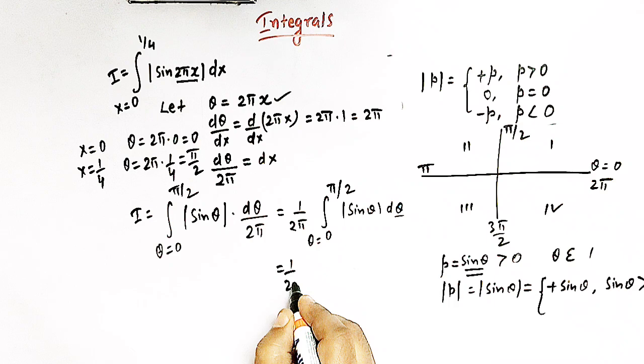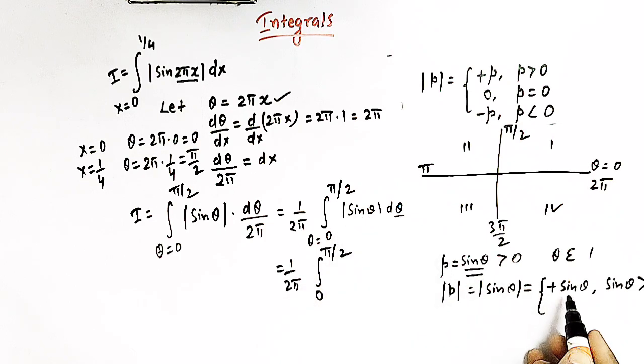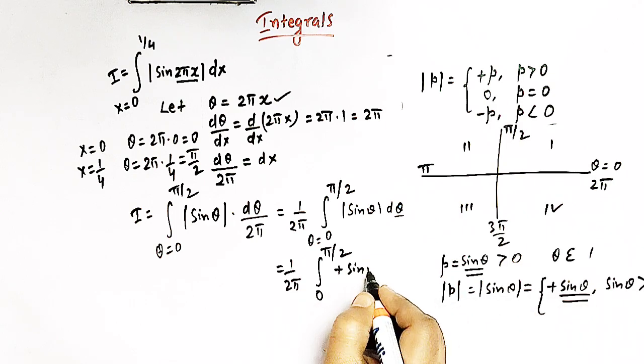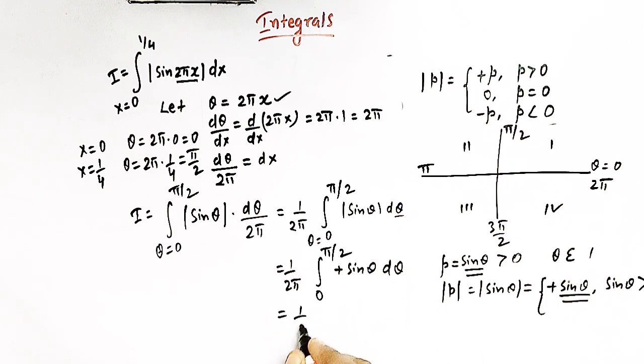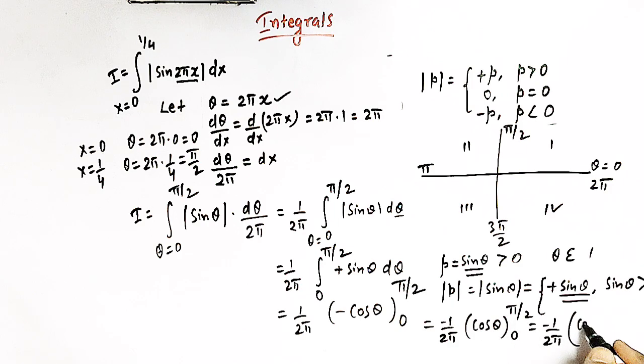Now we have 1 over 2 pi, and 0 to pi by 2, and mod of sine theta can be replaced by positive sine theta. The integral of sine theta is negative cos theta, with limits from 0 to pi by 2. Now we can write this negative sign outside: minus 1 over 2 pi, then cosine theta, with limits from 0 to pi by 2. Now we substitute the limits and take the difference.